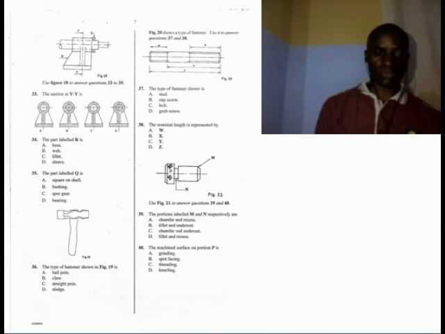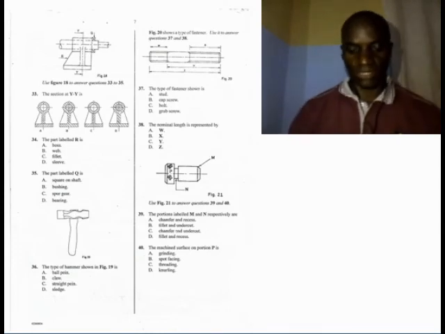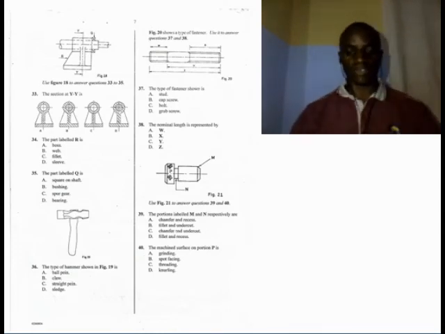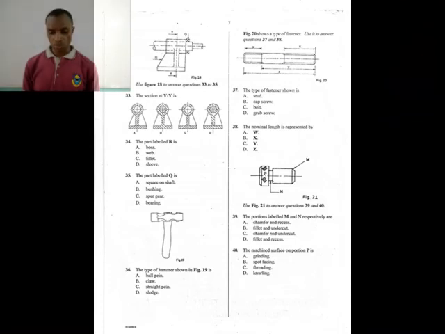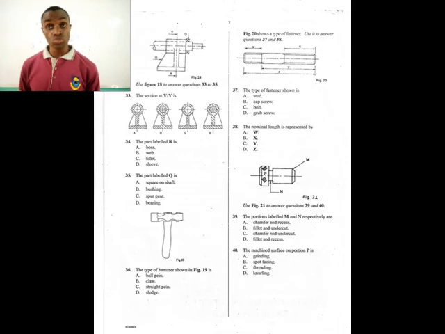All right, questions number 33, 34 and 35 are contained in the figure shown below. Question number 33. Section YY is given in the figure. Use figure 18 to answer questions 33 to 35. The answer is B.